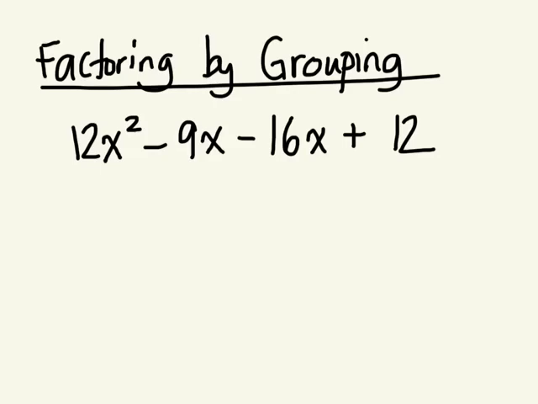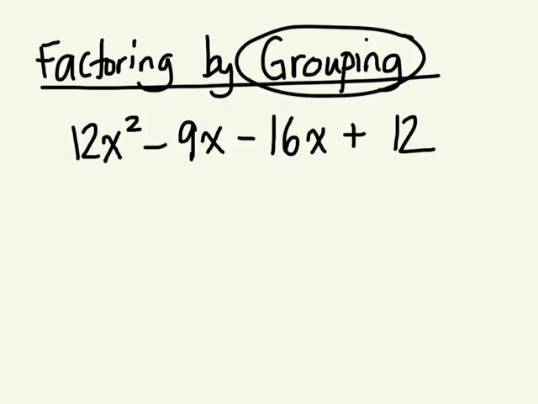16. 16 is divisible by what? 2. And? 4. Okay, but 9 is not divisible by 2. So not all 4 terms have a common factor. Do 2 of the terms have a common factor, and do another 2 terms have a common factor? So that's why we call it grouping.